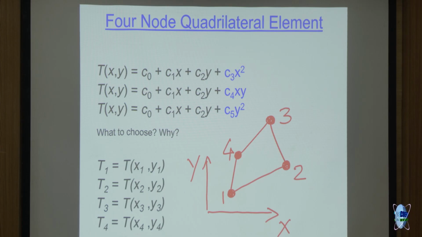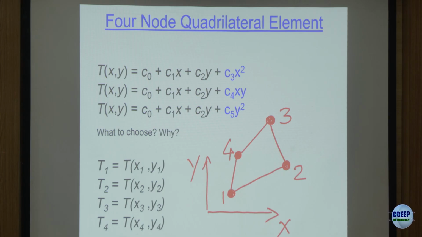I didn't have this problem when I talked about the quadratic element in 1D. I just added one more node: C0, C1 x, C2 x squared, done. But now with a 4-node element, I don't know what that 4th term should be. If I put x squared, why is it important? If I put x squared, then it is an f of x, y, the field variable, temperature or velocity or displacement, whatever. I am giving a tilt, a sharper variation towards x compared to y.